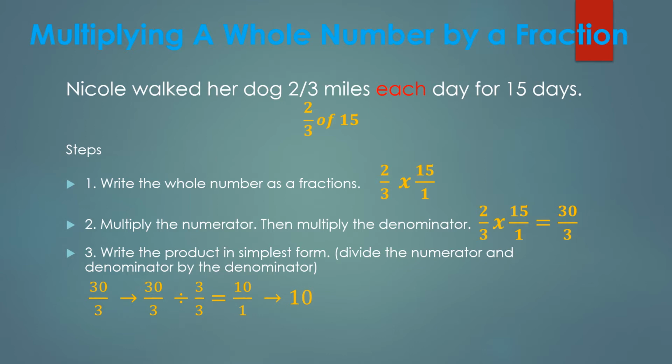Our third step, write the product in simplest form. In order to do this, you must divide the numerator and denominator by the denominator. So, our numerator is 30, denominator is 3. We're going to divide 30 and 3 by 3. So 30 divided by 3 is 10. 3 divided by 3 equals 1. 10 over 1 equals 10.